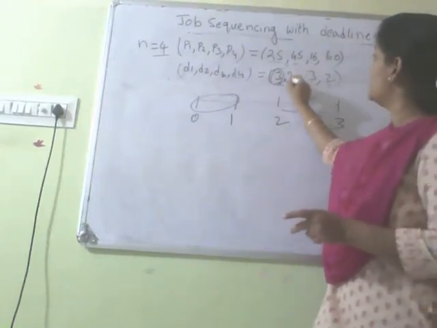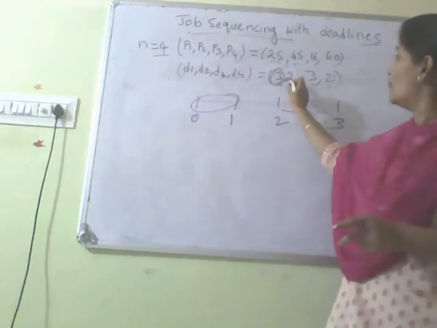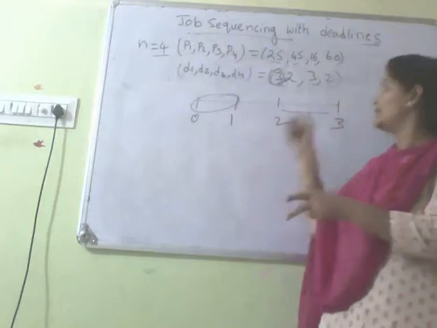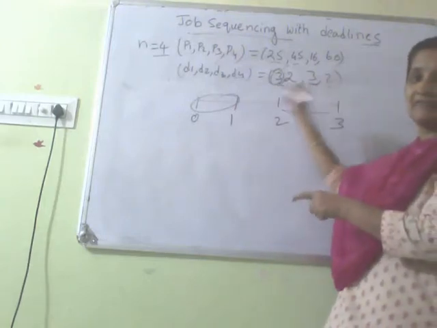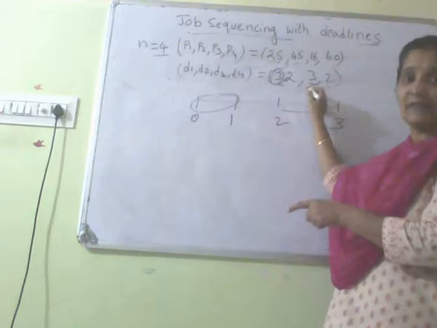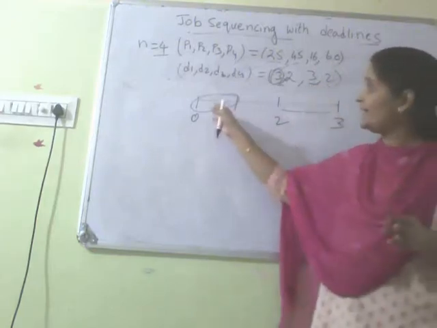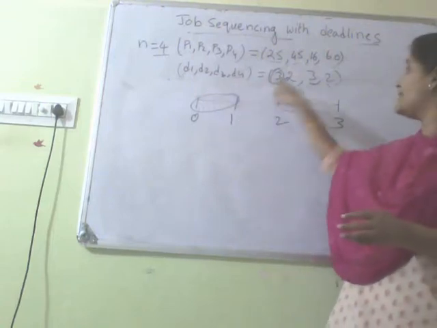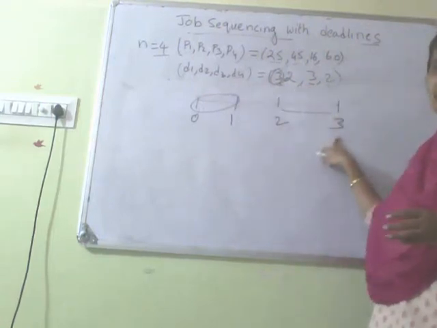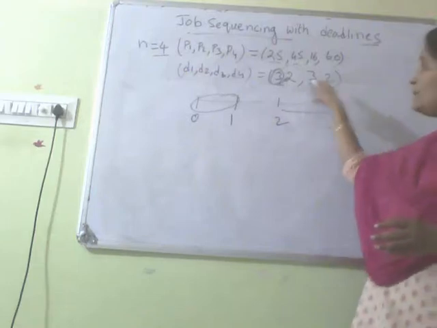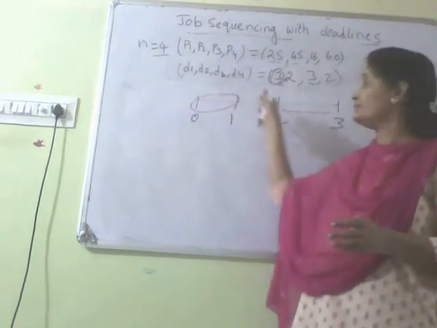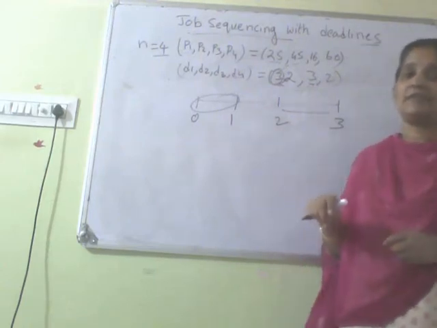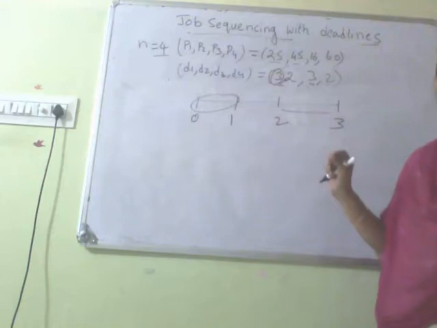So what is given here? 2. So this job should be completed within 2 units of time. This one is within 3 units, so within the third hour it should be completed. It can wait, the first hour it can wait, the second hour also it can wait, but it should be completed within the third hour. And the fourth job can wait for the first hour, but it should be completed within the second hour. You got some idea here?